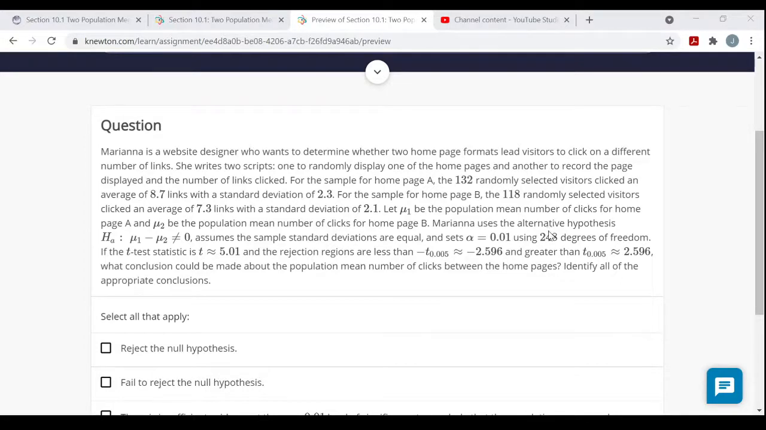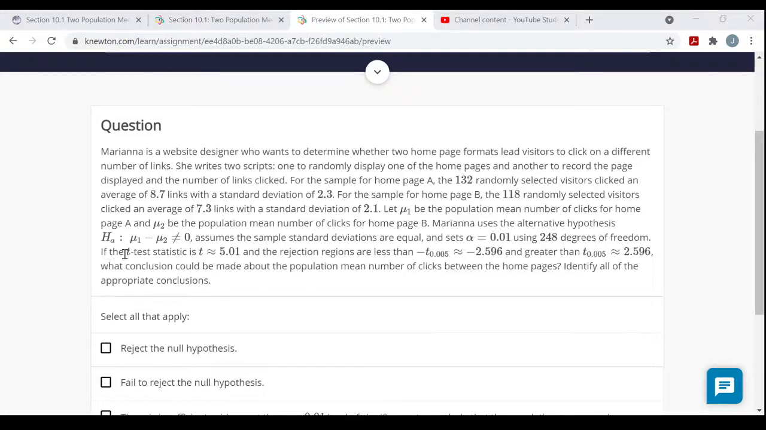So again, this is one of those pooled scenarios, because these are both about the same thing: website traffic, homepage traffic, for these two kind of similar home pages. So she's assuming here that the population variances are equal. And remember, in the pooled scenario, the number of degrees of freedom for your t-distribution was the sum of the sample sizes minus 2. You see, 132 plus 118 is 250, minus 2 would be 248. So without saying it, they've given us a pooled scenario here.